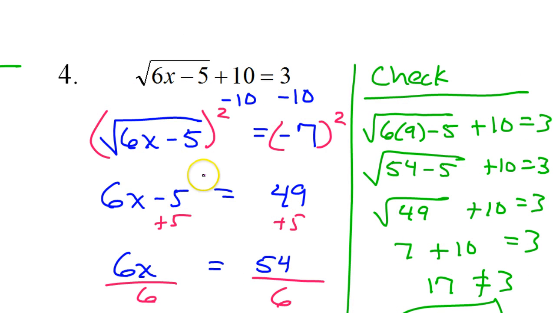But I urge you just to stop as soon as you see a square root equal to a negative. Now, to be clear, if this was cube root, that would be okay. A cube root can equal a negative. An odd root can be negative, just not an even root like 2 or 4 or 6.